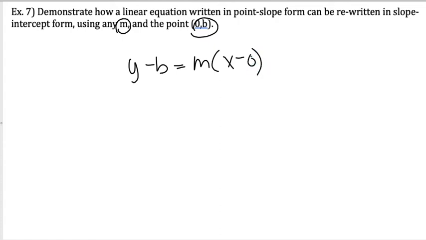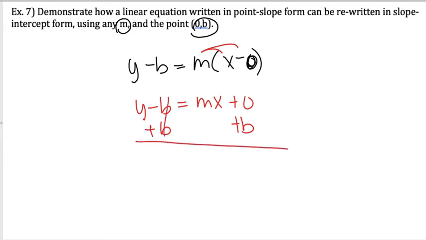So this is our point slope equation. And let's follow those same steps we just did. Those steps were to distribute our m to get rid of the parentheses. So I still have my y minus b on this side. M times x is simply mx. M times 0 is 0. And lastly, I need to get rid of my b, so I will add b to both sides. And I can add it to my 0 over here. And so I have y equals now mx, and 0 plus b is b.